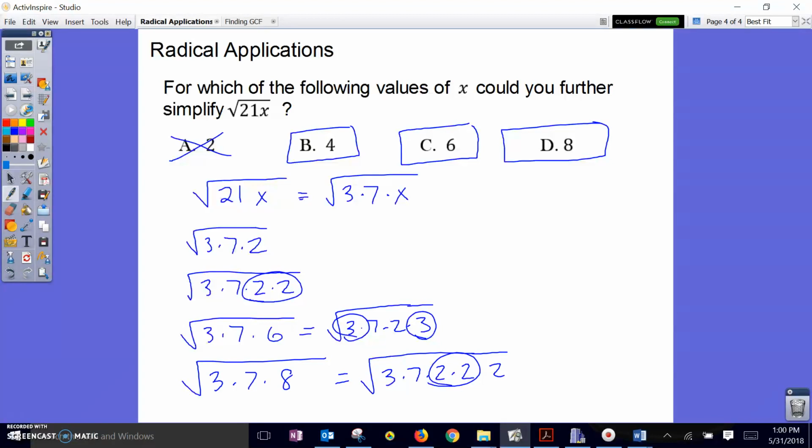Some nifty problems here. Really getting at the depth of our understanding of how to manipulate radicals. But the whole idea that anytime we have a pair of factors underneath the radical, this is a radical that we can simplify, comes up over and over again in this kind of problem. Okay, that's the end of the video on radical applications.